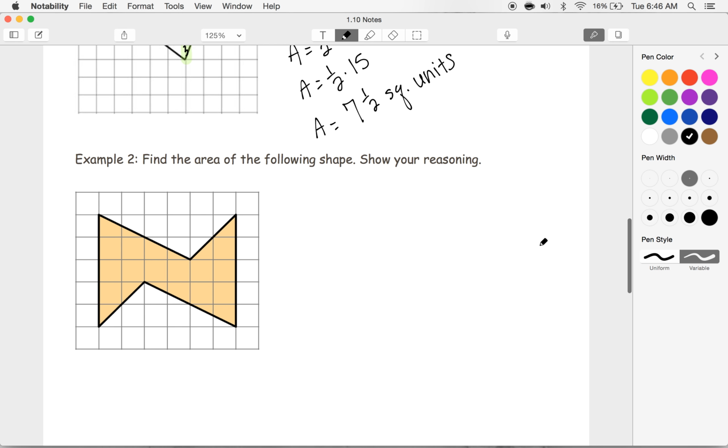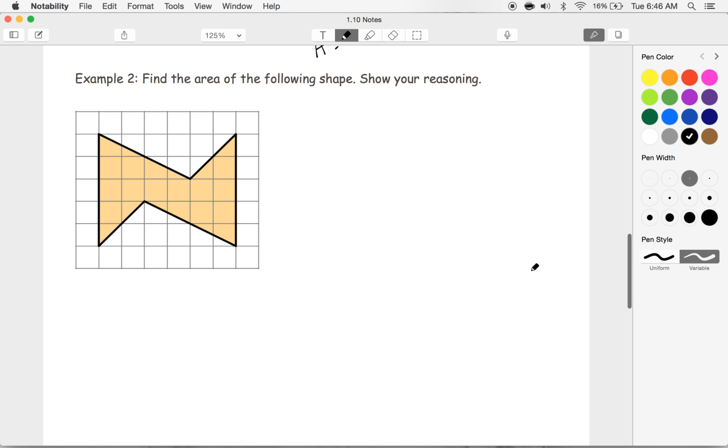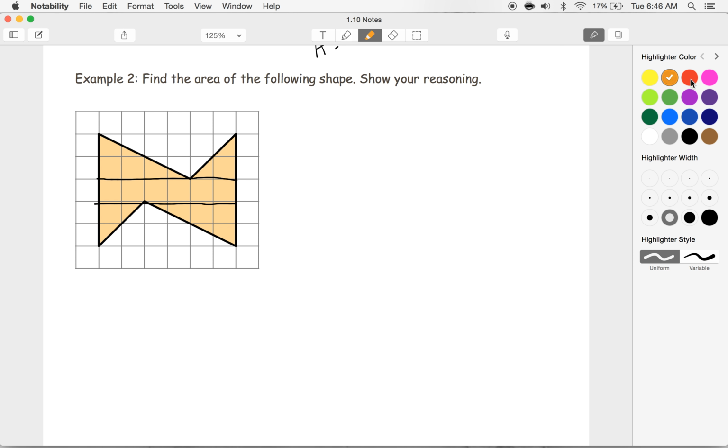Oh, this one's kind of fun. Find the area of the following shape. Show your reasoning. All right, so for this one, we have a lot of different pieces that we can break down, and there are a couple different ways you can break this down. For me, I immediately see all these triangles, and I see this little rectangle just kind of hanging out in the middle here. So first I'm going to start with the area of this little red rectangle in the middle, or orange, I guess, when I put red on top of it.